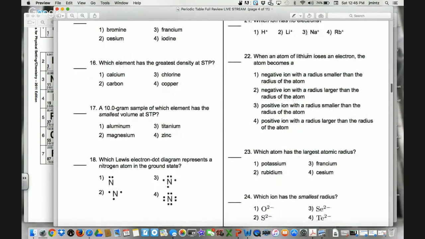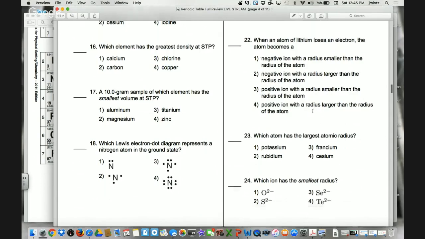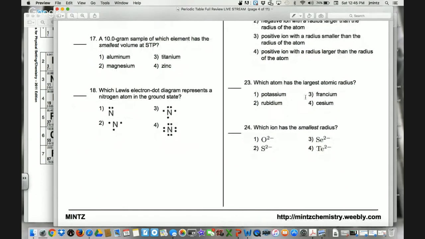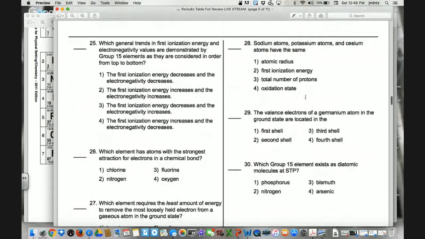22 is comparing a lithium atom to a lithium ion. So when an atom of lithium loses an electron, the atom becomes, right? So when it loses an electron, it becomes a positive ion, and the radius is going to be smaller than the radius of the atom. This one's number 3. 23, you can look up on Table S, so nice and simple, all right?